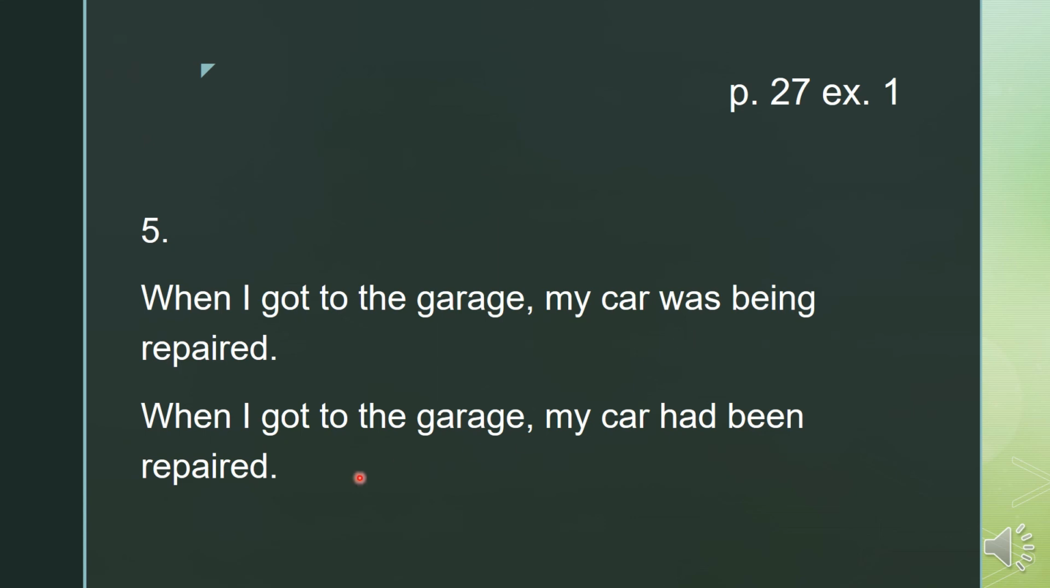Now, when I got to the garage, my car had been repaired. Right? So again, I got to the garage maybe in the late afternoon, and they said, here is your car, it's ready. Just like the cake, right? And again, this is also past perfect passive, had been repaired, as opposed to this one, which is past continuous passive, was being repaired. So I hope that helps.